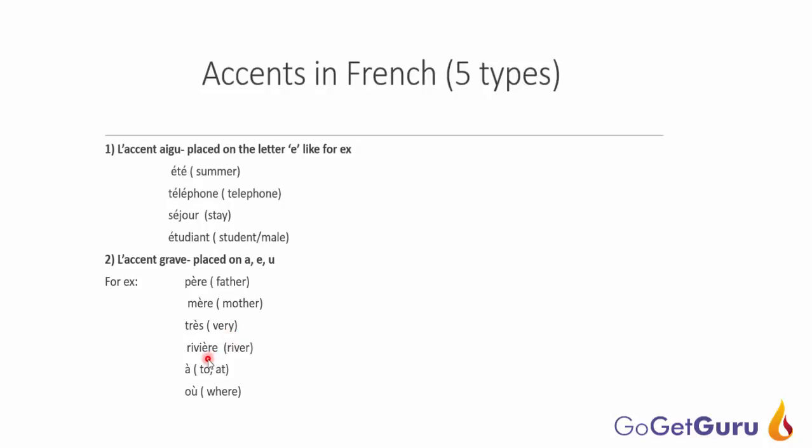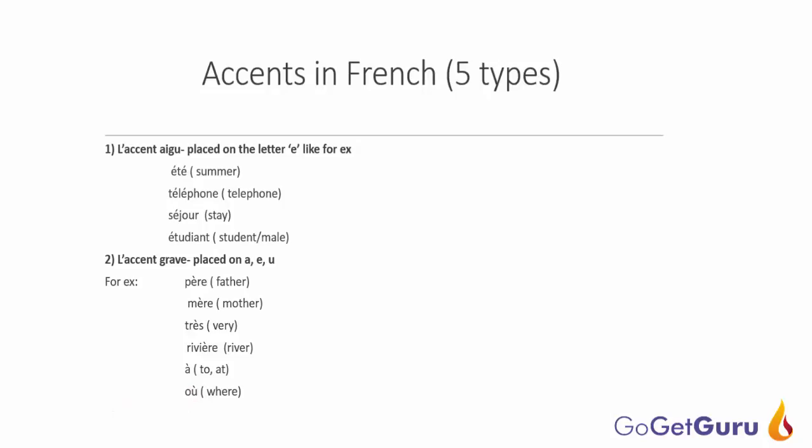Rivière is river. À is "to" or "at," a preposition, and où is "where," a question word. Please practice this, because the accent grave is only placed on A, E and U. You could say it's placed on E over here, E over here, A over here and U over here.